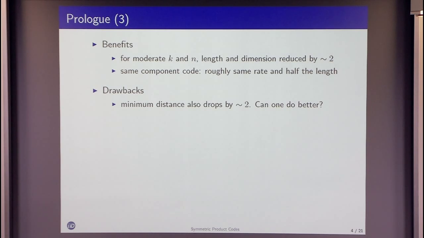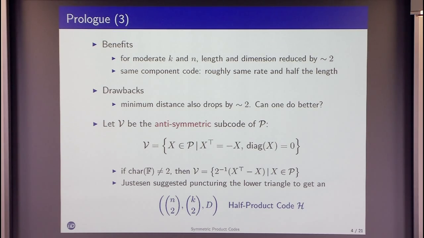Also, if you wanted to use the same component code, you're doing it using the same component code. The problem is the minimum distance also drops by 2. And so this is, of course, undesirable. Now let's think about what we might do to fix this.